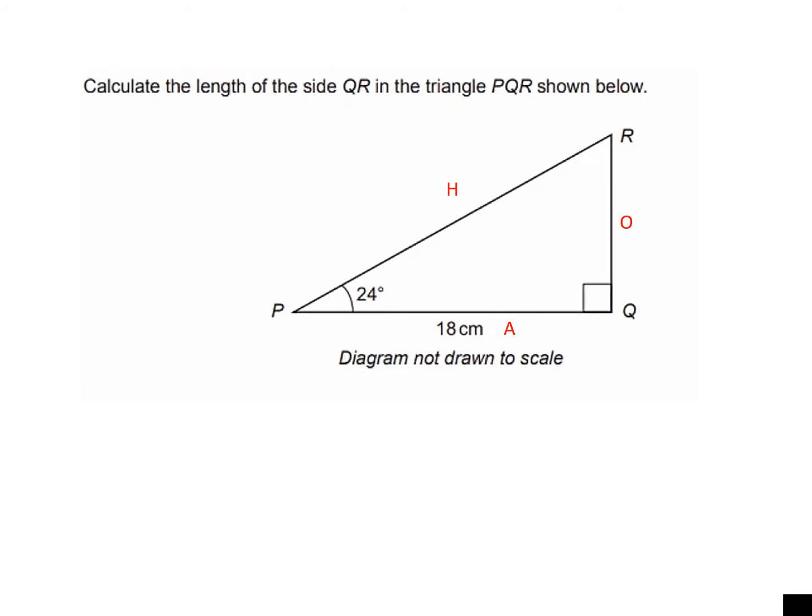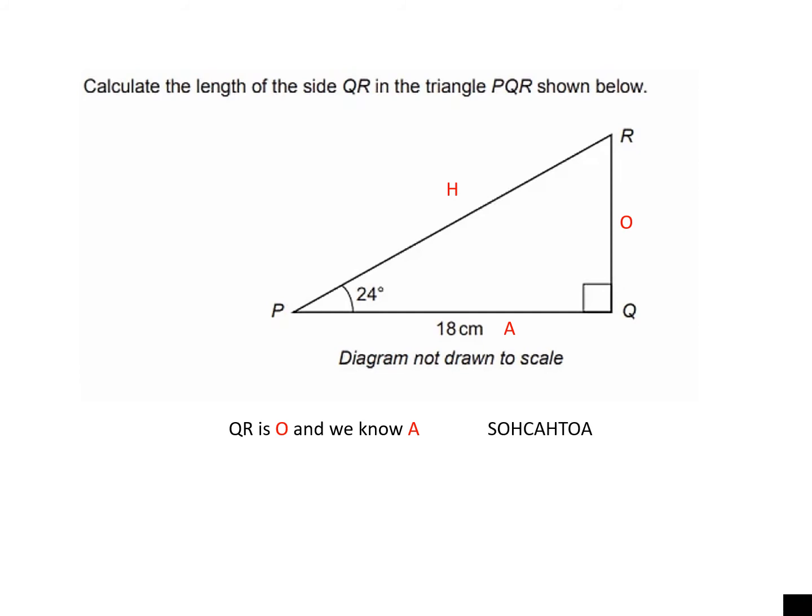So now we can work out whether we're using SOH, CAH or TOA, because what we know is the side A, so we know an A has got to be in it. And what is it we're trying to find? We're trying to find QR. QR is over at the right hand side, isn't it? It's the opposite. So we're trying to find the opposite, and we know the adjacent. So that's O and A. We know A, we're trying to find O.